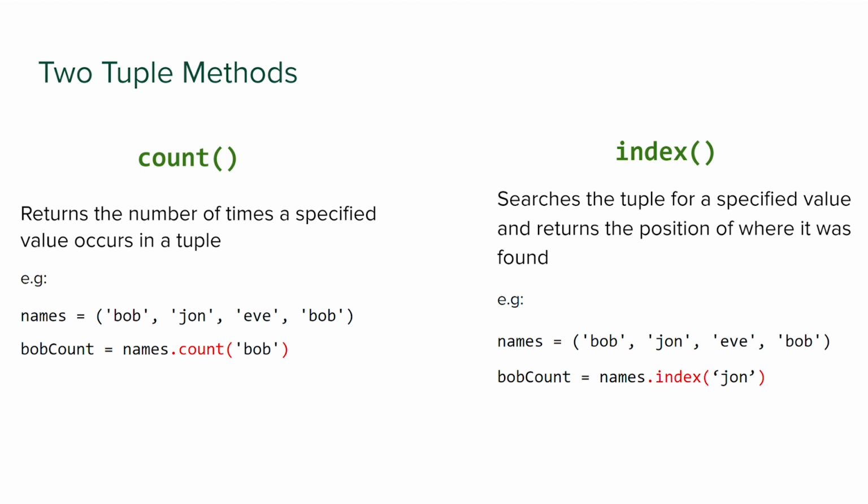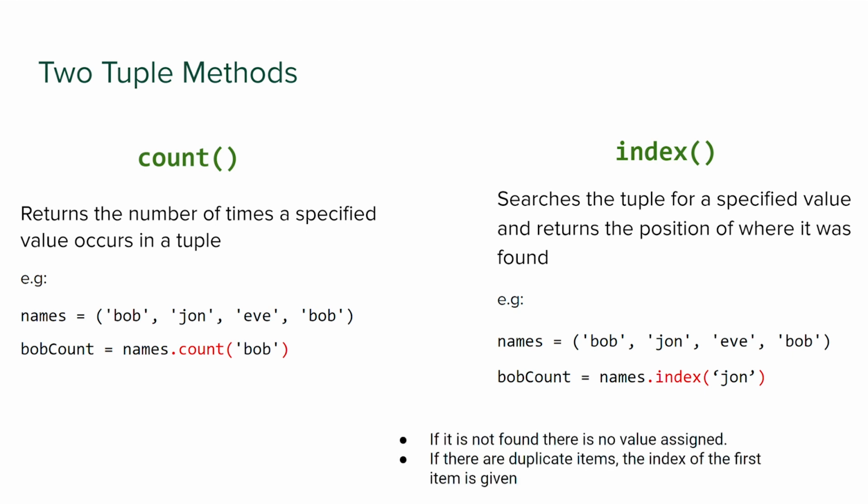So if we were to do Bob as 1, John as 2, Eve as 3, and Bob again as 4 in normal sequential sequencing terms, well, in programming, we do 1 less. It would be 0, 1, 2, 3, which means that 1 is the index value for John. If it's not found, therefore there's no value assigned. If there are duplicate items, then the first item is given for the index function. So if John appears twice, then we actually still give 1, because that's the first time John appears when the function is going through that tuple.